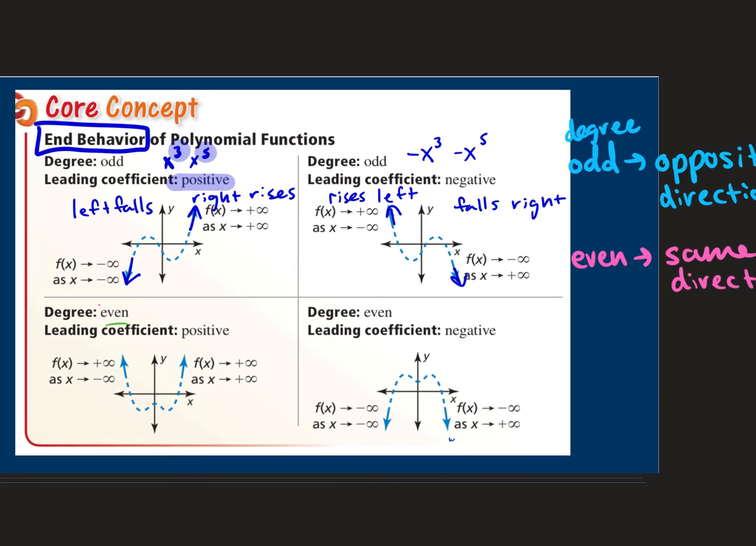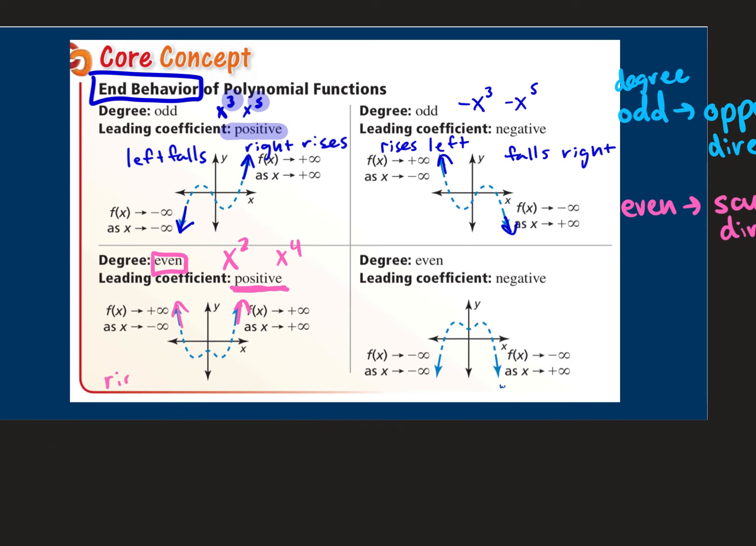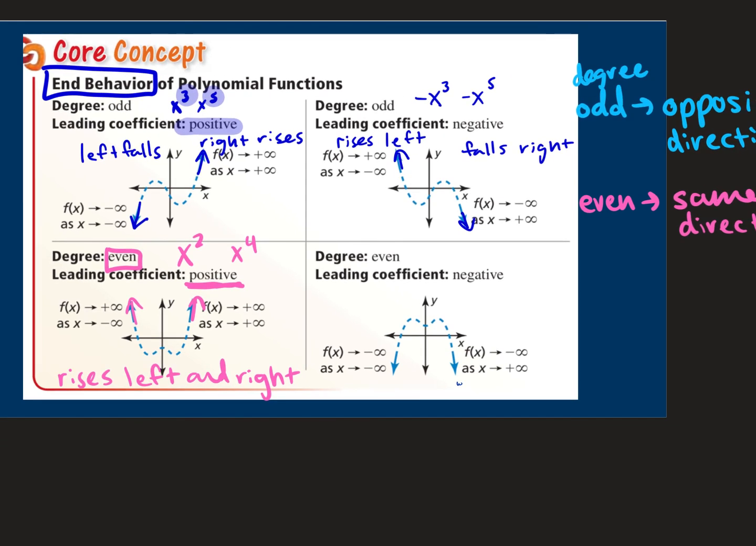So if the highest degree is even and the leading coefficient is positive, so if it was like an x squared graph or x to the 4th power graph, we rise left and right. So the arrows go up and up. And then the opposite happens if it is even and negative. So if it was like a negative x squared, our arrows go down and down, so we'd say falls left and right.